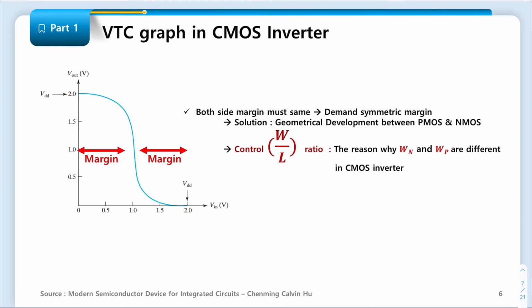By the way, in the CMOS inverter, these very symmetric curves of the VTC graph are not naturally formed. It is because there exists a mobility difference between hole and electron. So if you remember the IV equation of the NMOS and PMOS, I mean MOSFET, then the current of a MOSFET is a function of the mobility term. So to compensate for this difference from mobility, we have to take another solution. The solution is controlling the width-length ratio of each transistor.